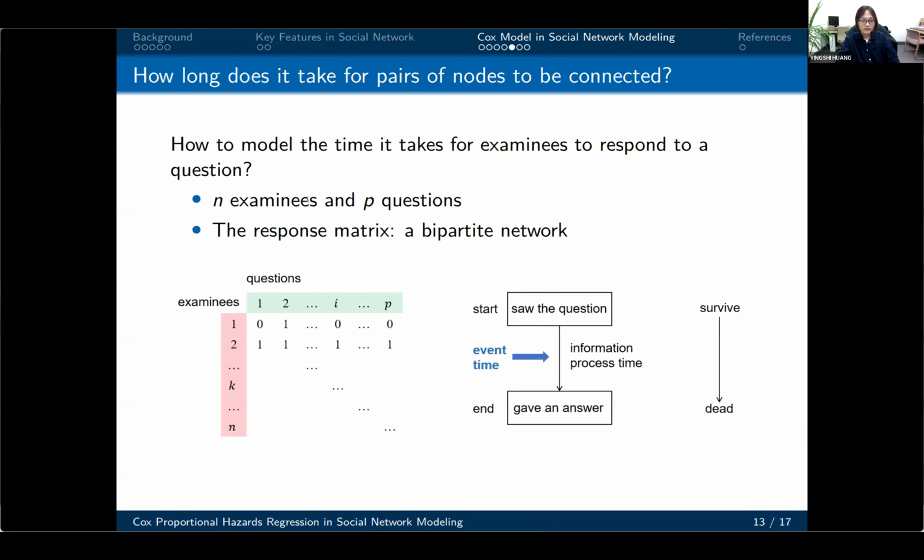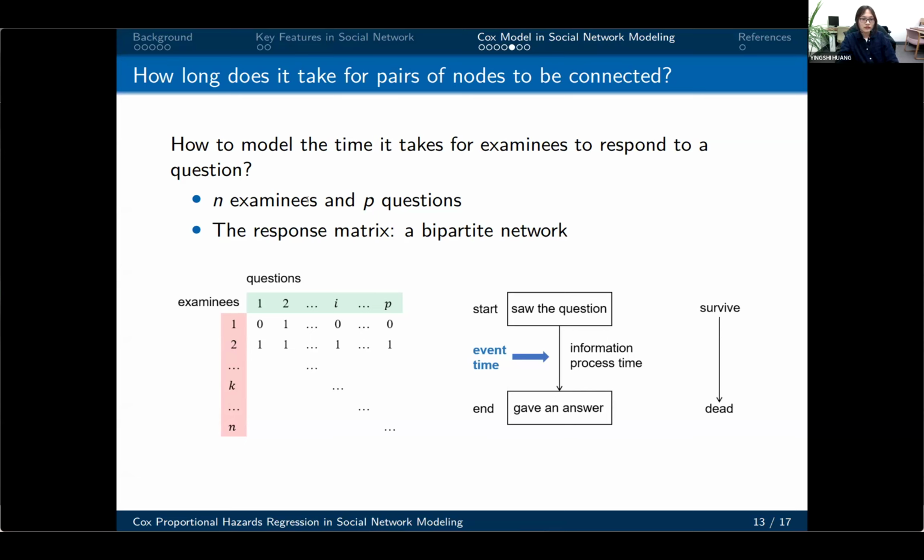And next, please. The second question we're interested in here is, in a social network, how long does it take to establish a connection between nodes? In the context of educational assessment, this question can be rephrased as how much time do students take to answer a question? For instance, for an exam with P binary scoring questions and M examinees, the response matrix is actually a two-mode network. We can view the examinees and questions as each node set, and if student K answers question I correctly, it represents a connection between these two nodes.